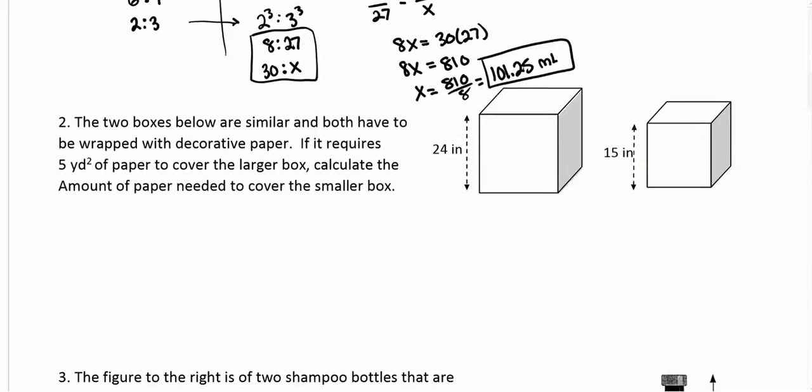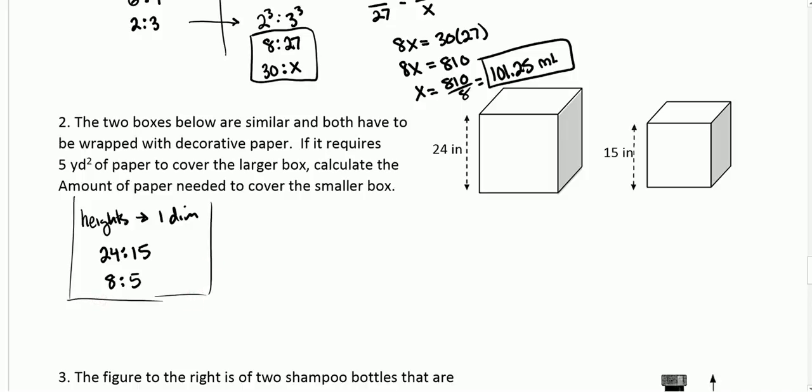Number 2, the two boxes below are similar and both have to be wrapped with decorative paper. If it requires 5 square yards of paper to cover the larger box, calculate the amount of paper needed to cover the smaller box. Notice what's drawn in is they show you the heights. So we're given the heights in the diagram, which is one-dimensional, and we got 24 to 15. We can reduce those, divide them both by 3, we get 8 to 5.